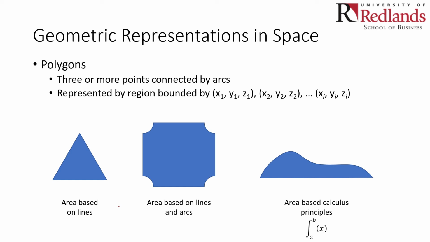Polygons still represent the same idea, right? Where they have an x1, y1, z1, all the way up to an x sub i, y sub i, z sub i, some defined item. And it can be very basic, like we have this triangle here, which would be 1/2 the base times the height. And it would know that by calculating the coordinates of these points here.